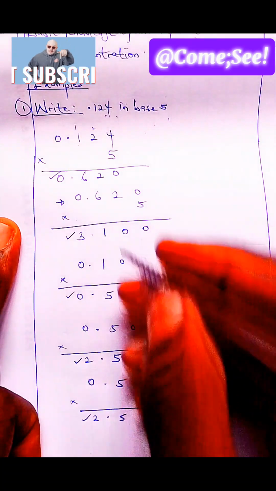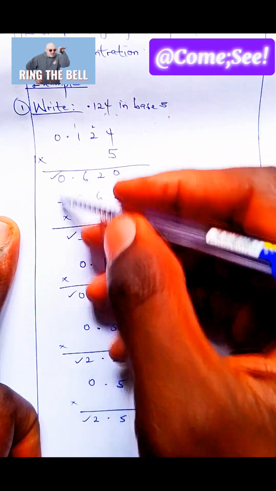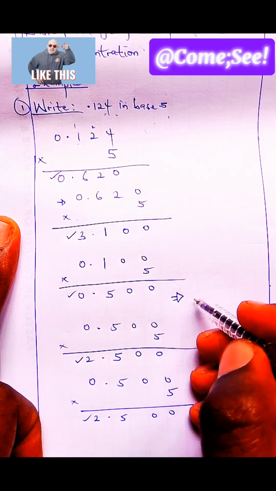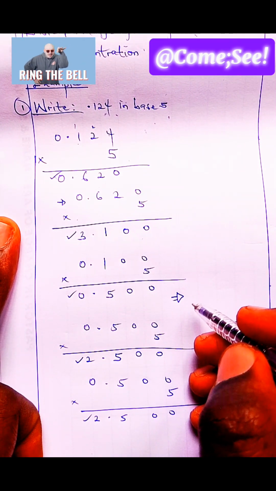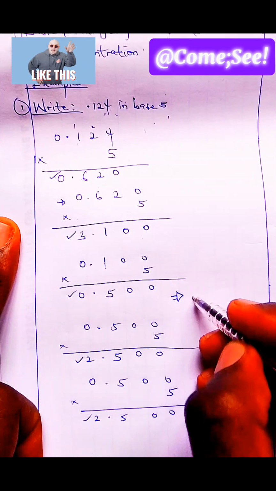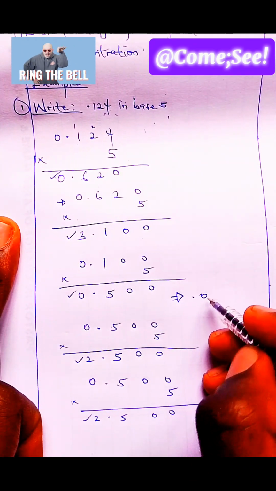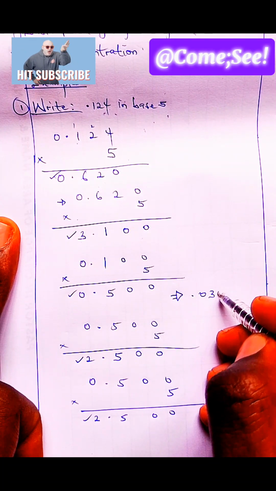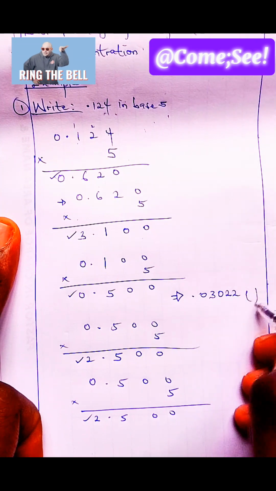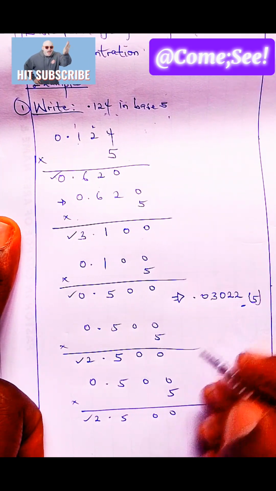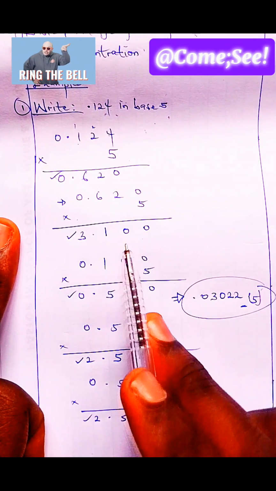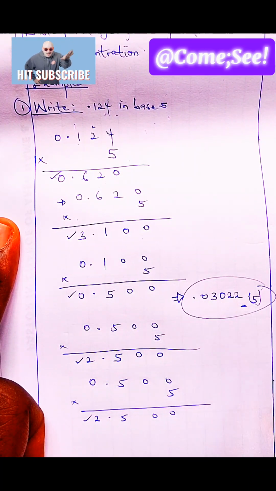So this is our answer. Our answer will be stated from the very top to the bottom. This is a complete opposite of what we do when we're working on whole numbers. This is different from whole numbers. So you state out your answers. That's going to be 0.03, writing out only your whole numbers: 0, 2, 2, 2, 2, 2 repeatedly, in base 5. And this is how we convert decimals, that is base 10, to other bases.